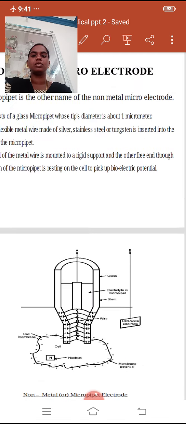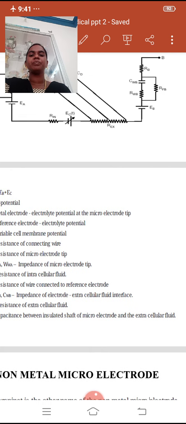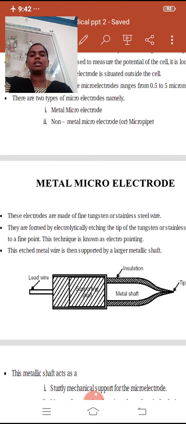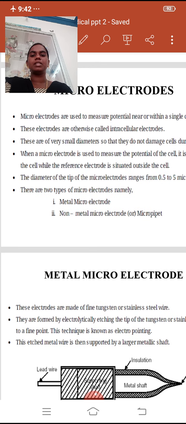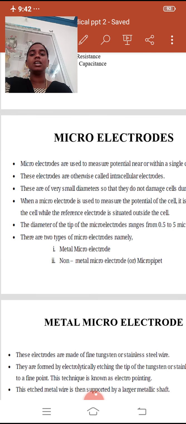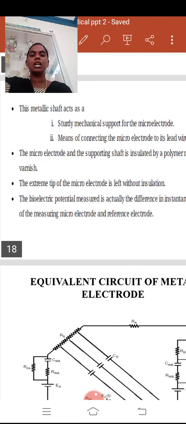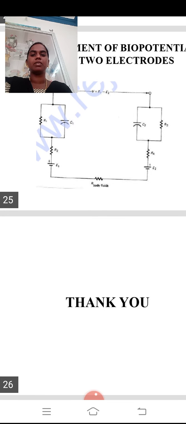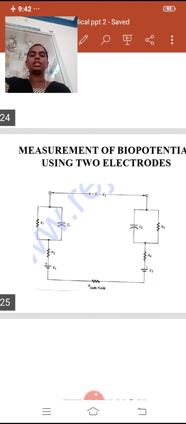Up to this, the first unit is over. In this first unit, we studied what sources generate the biopotential and the biopotential arrangements, then what electrodes are, the different types of electrodes, how to measure biopotential using a two electrode system, and what problems occur during this measurement. Up to this, the first unit is over.